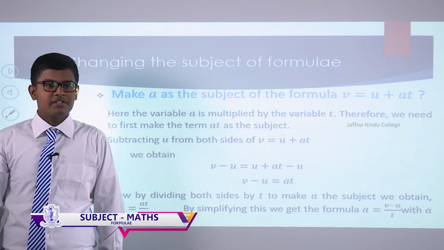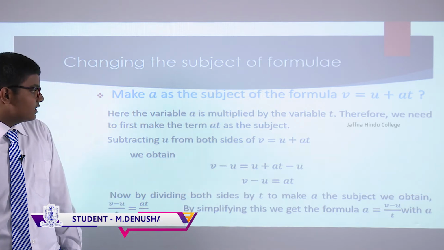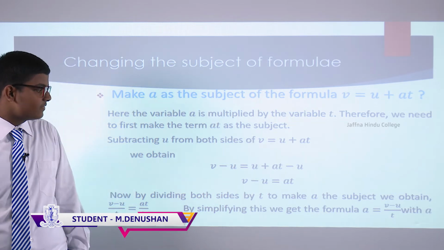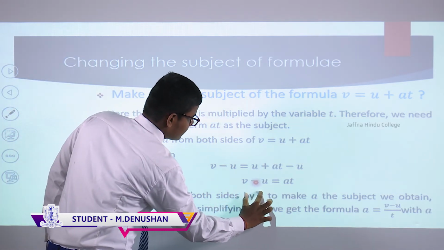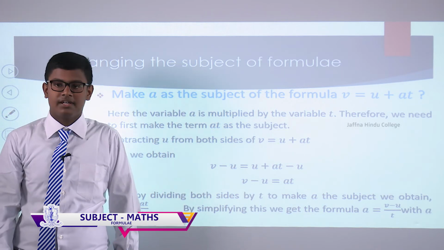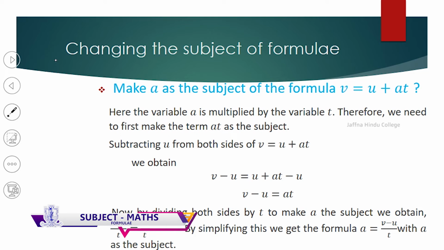For that purpose we have to subtract u from both sides to obtain at as the subject. By simplifying, we obtain v minus u is equal to at, and then we have to divide by t on both sides to make a the subject. Finally we obtain a is equal to v minus u over t.